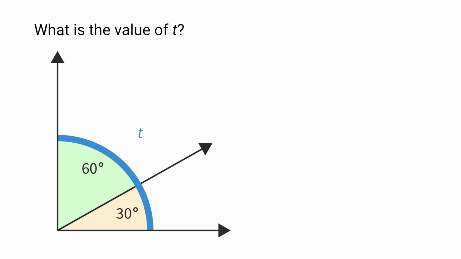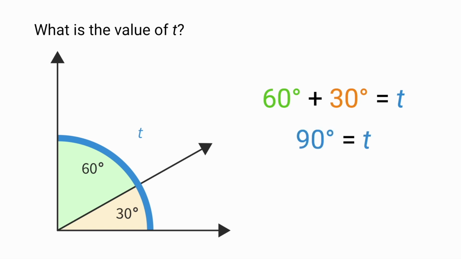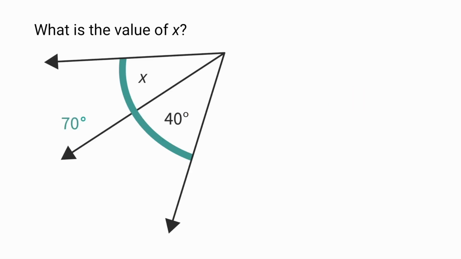Remember, we can add the measures of the adjacent angles together to find the measure of the larger angle. So we'll add 60 degrees and 30 degrees to get the value of t. That means the value of t is 90 degrees. Nice, let's try another.